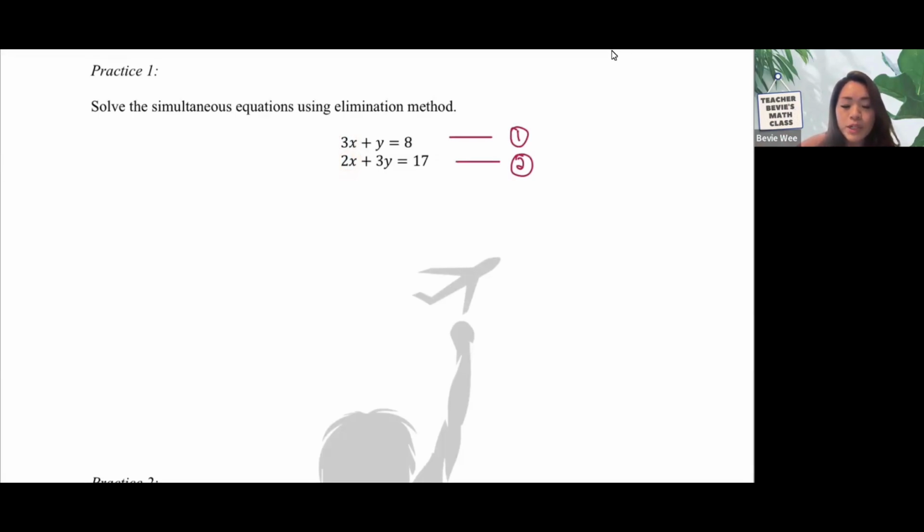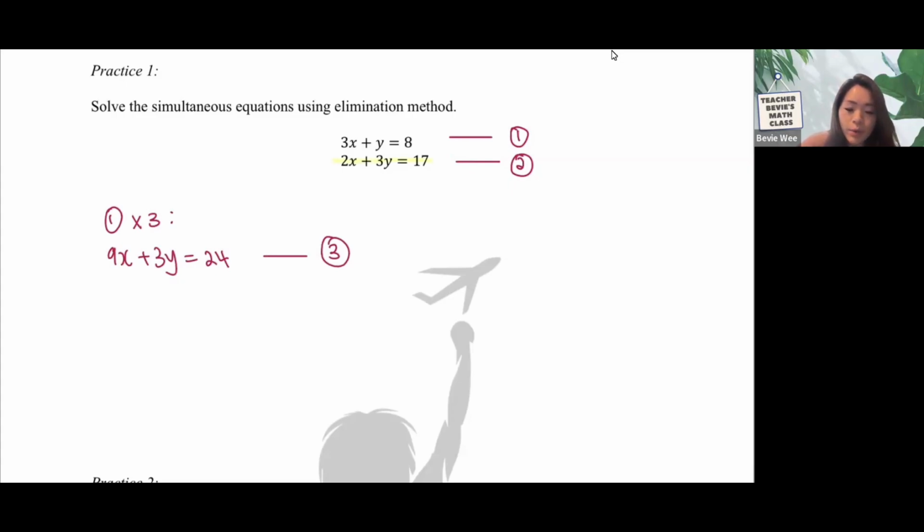Now I look at the coefficient of y first. This is a 1y and this is a 3y. So in this case, I would decide to go with making the coefficient of y the same instead because it is easier for me to make them the same. So I will take equation 1 times 3, which gives me 9x plus 3y equals 24. And I'll label this as equation 3.